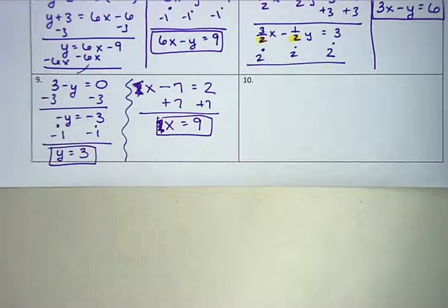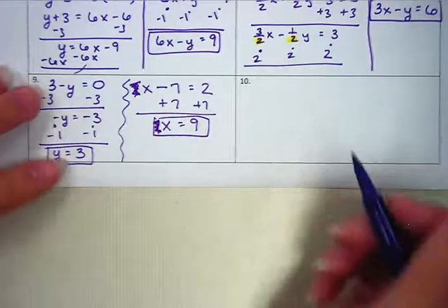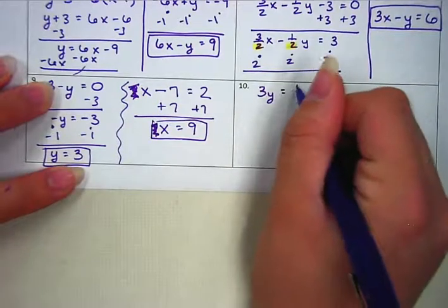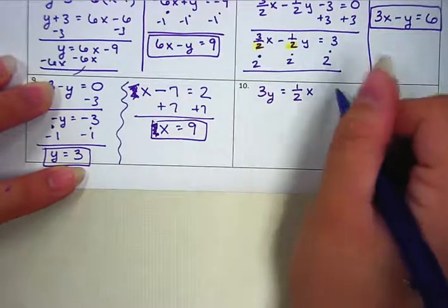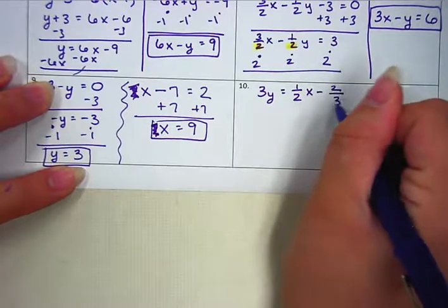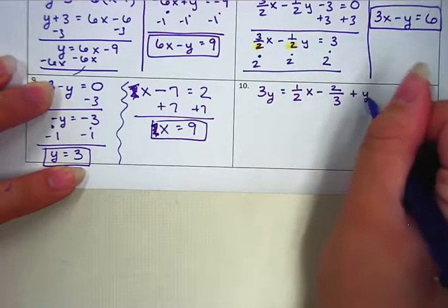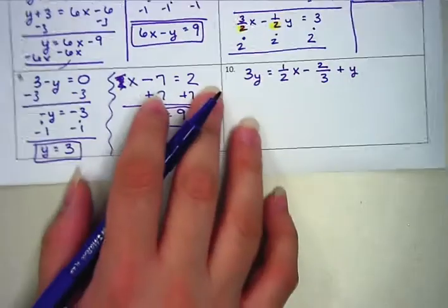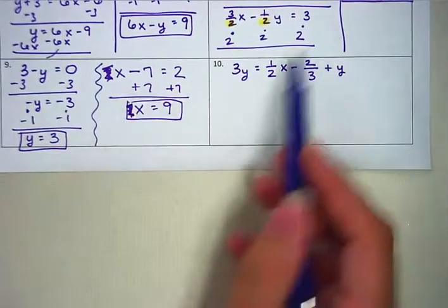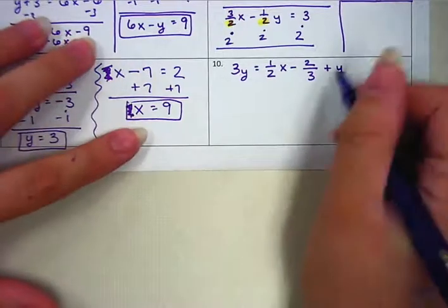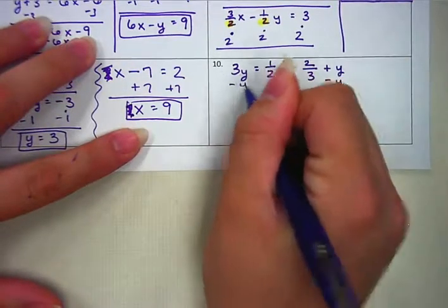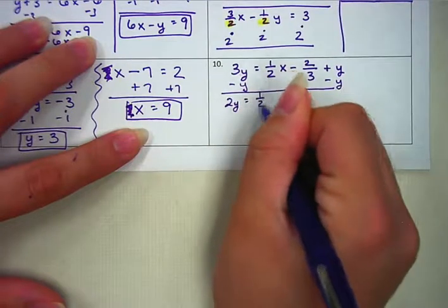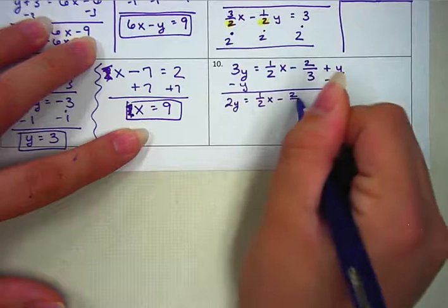All right, last one, number 10. This is going to be a little crazy. So 3y equals 1/2 x minus 2/3 plus y. So we have to get the x's and the y's on the same side. This time we have a couple of y's, so first I'm going to get those y's together. That gives me 2y equals 1/2 x minus 2/3.